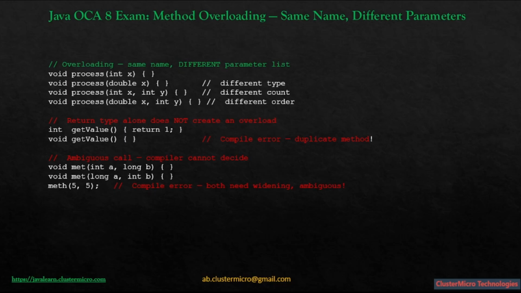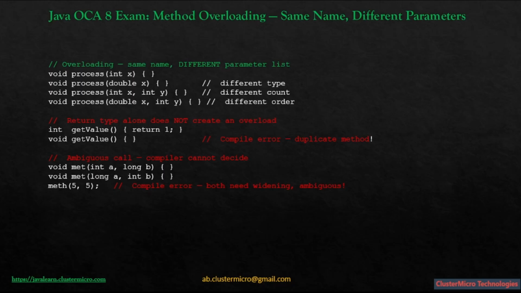To call the first version, Java would need to widen the second argument from int to long, and to call the second version, Java would need to widen the first argument from int to long. Both require exactly one widening conversion, so neither is a better match than the other. So what will happen? The compiler will not be able to decide which one you meant. It flags this as an ambiguous method call.